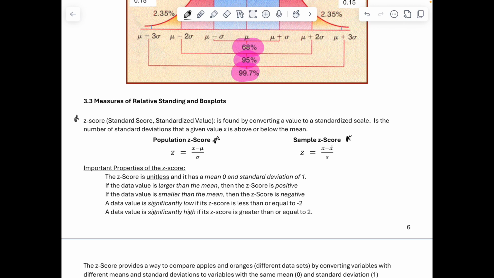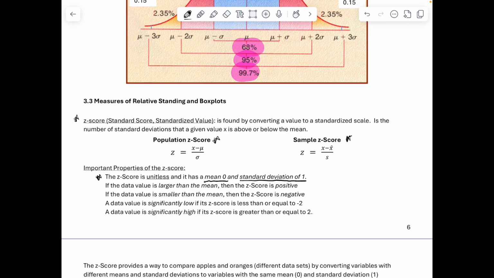Important properties of our z-score is going to be that the z-score is unitless, and it has a mean of 0 and a standard deviation of 1. And this is really key in understanding z-scores. If the data value is larger than the mean, then the z-score is going to be positive.